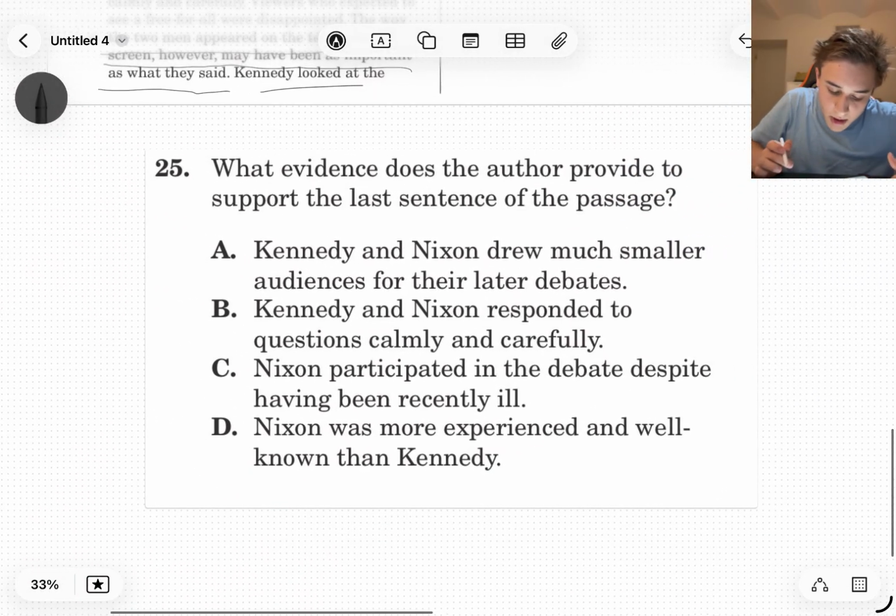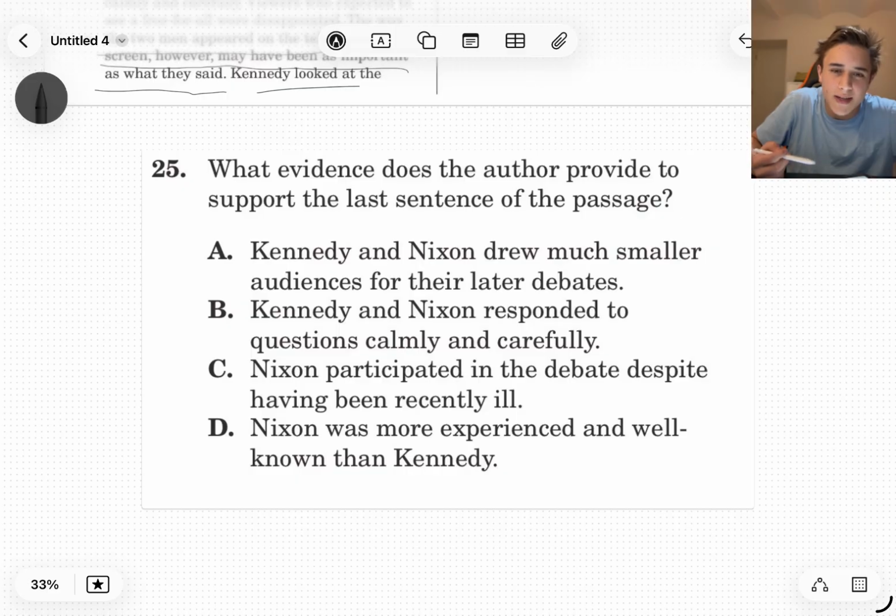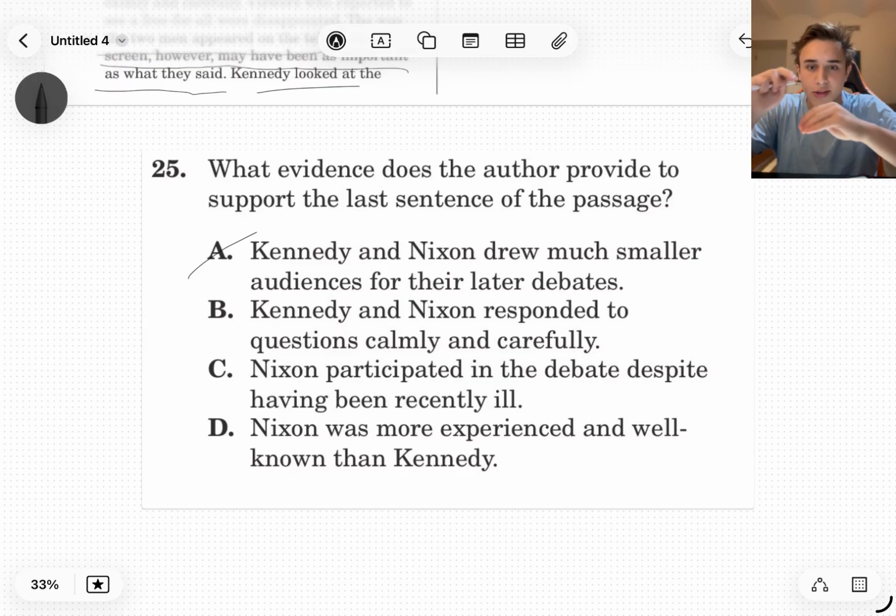Kennedy and Nixon drew much smaller audiences for their later debates. It doesn't talk about that. That's not what the passage said. So it's not A. Kennedy and Nixon responded to questions calmly and carefully. Well, since the last sentence of the paragraph was contrasting the two candidates, right? Saying that they both did the same thing wouldn't be a contrast. That doesn't make a difference between them. So it's not B.